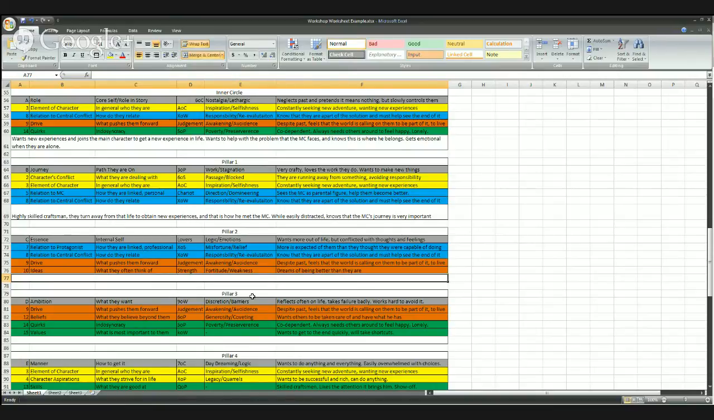Okay, so next is Essence. Wants more out of life, but conflicted with thoughts and feelings. More is expected of them than they thought they were capable of doing. Knowing that they want to be part of the solution, despite the past, feels that the world is calling out to them and dreams of being better than they are.